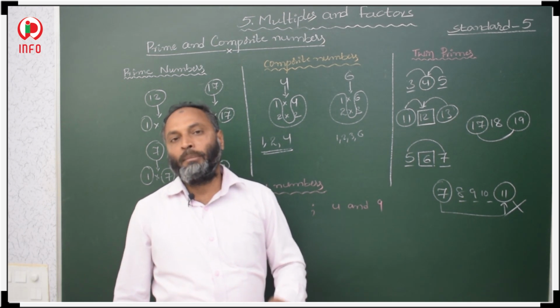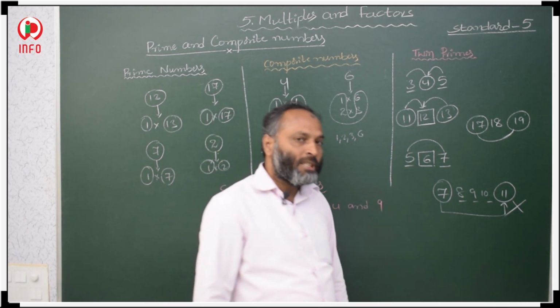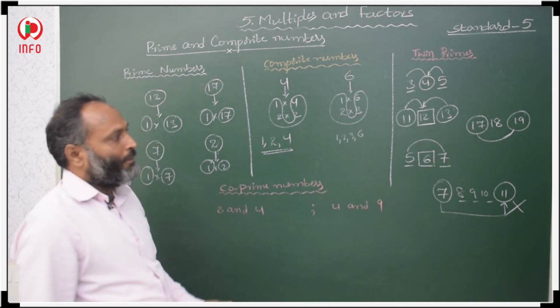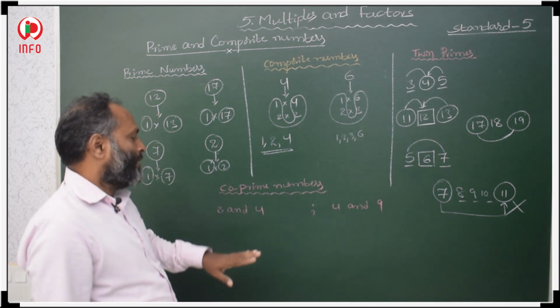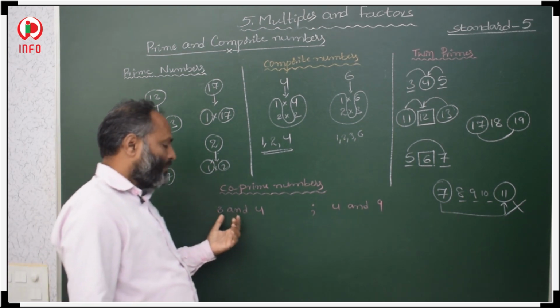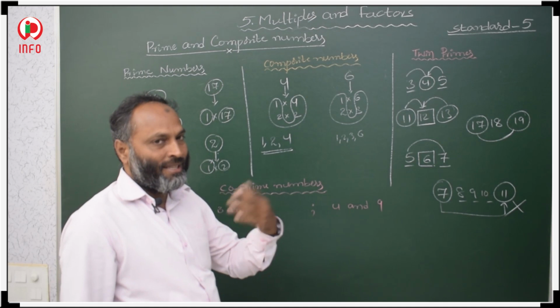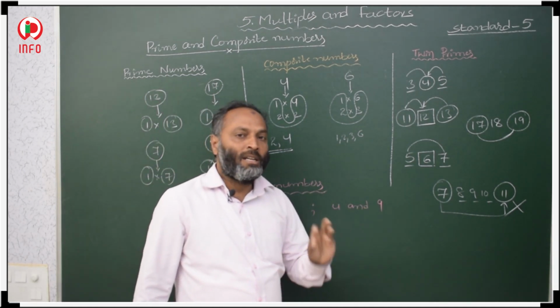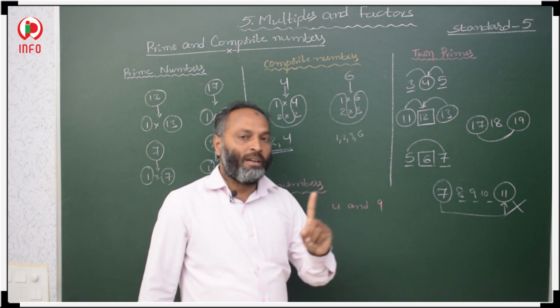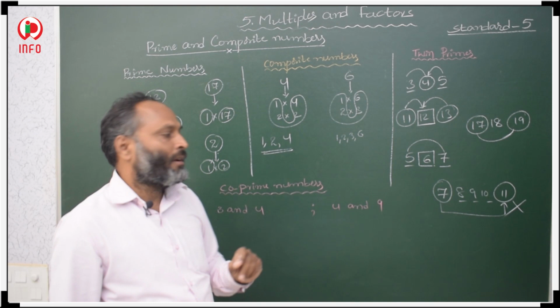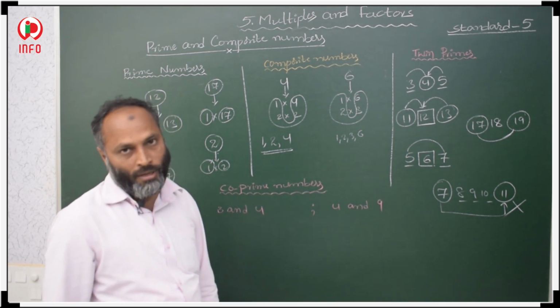Next, co-prime numbers. What about co-prime numbers? Twin prime is different and co-prime is different. If we take any two numbers, either composite numbers or prime numbers, whatever they are, if the only common factor we have is 1, then those numbers are called co-prime numbers.